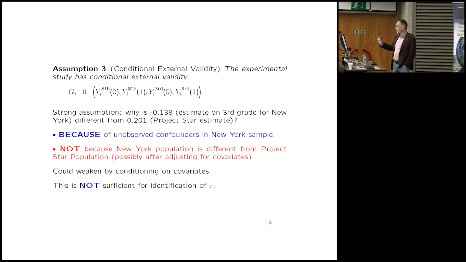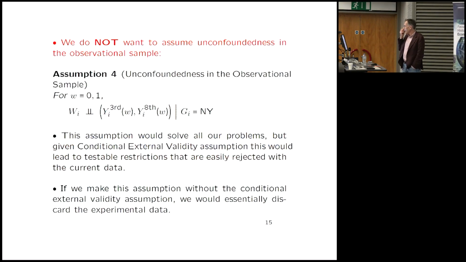Again, we can condition on covariates. That's fine, and that's what we do in practice. But we need something like this, and this in itself is still not enough to get us to point identification of the treatment effect. We don't want to assume complete unconfoundedness, because in combination with the external validity, that would actually give us some testable restriction, but then we wouldn't need the experimental data.